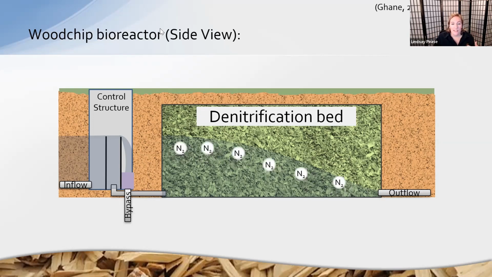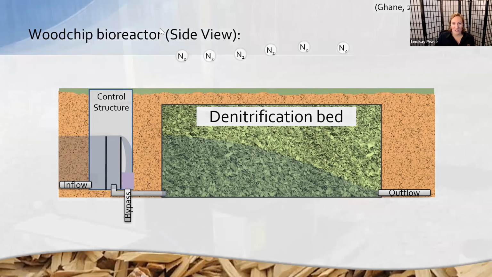So then you're releasing that nitrogen into a nitrogen gas form. This is not harmful in a greenhouse gas sense. And so you're releasing that nitrogen in an environmentally neutral way instead of having it outflow through your outlet. So if you're in an area that maybe has a groundwater nitrate problem or some other nitrate issue in the drinking water, a wood chip bioreactor is a really good solution.